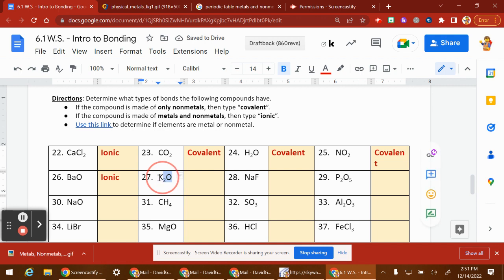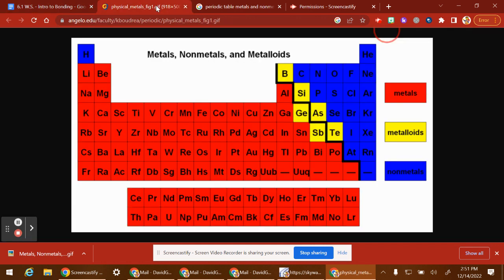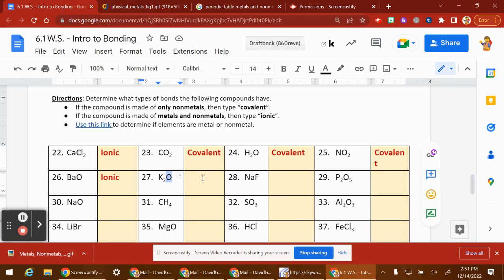All right, how about this? K2O, potassium and oxygen. So go into this chart here. Potassium is K, that's a metal. Oxygen, O, nonmetal. Metal, nonmetal, this is ionic. So there you go. This is how it works. If you have only nonmetals, it's covalent, like these guys here, okay? But if you have a metal and a nonmetal, it is ionic.